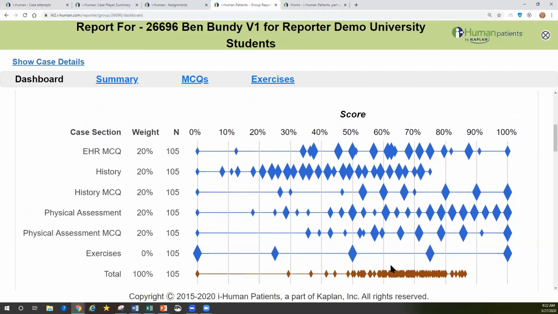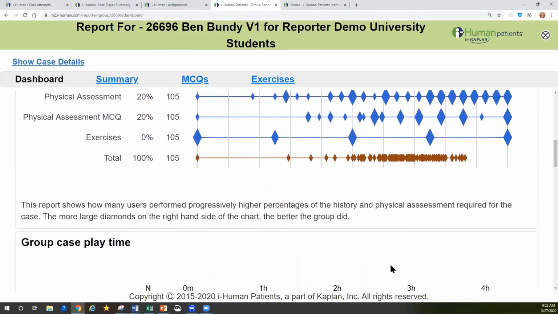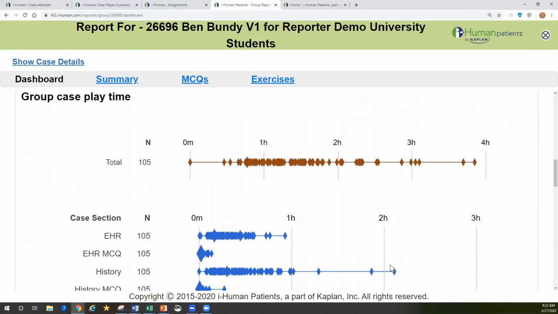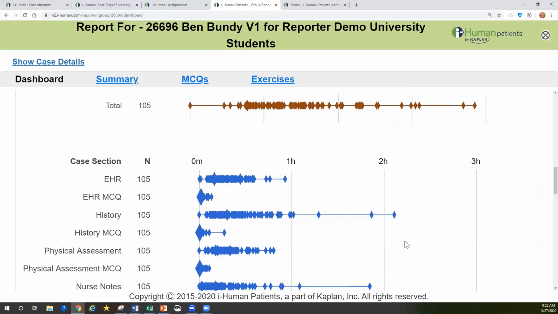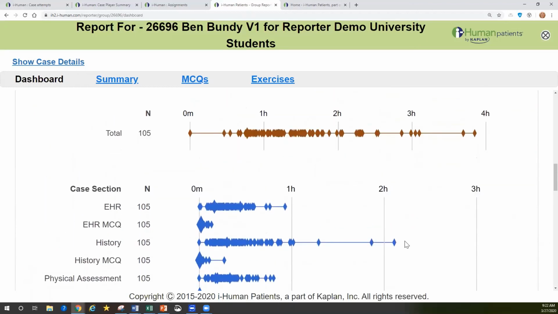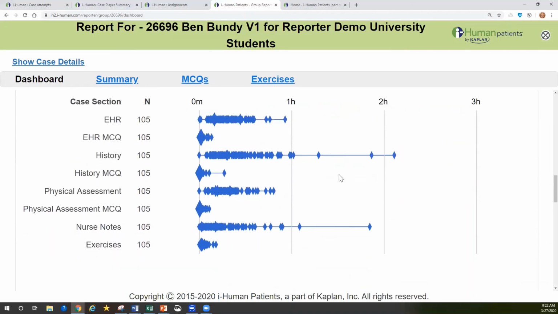So as Hallie's been talking, I've been showing you some of these reports in your dashboard and how you can utilize them. One thing we haven't talked about yet in the dashboard is the group case play time. So again, this helps you know your students even better than you already do, because you can see how long your students are spending in these cases. Hallie mentioned that these cases usually take about 2.5 hours to complete. You can see for your students, how long is it taking for them to complete these cases? And where are they struggling, perhaps, or where are they lingering?